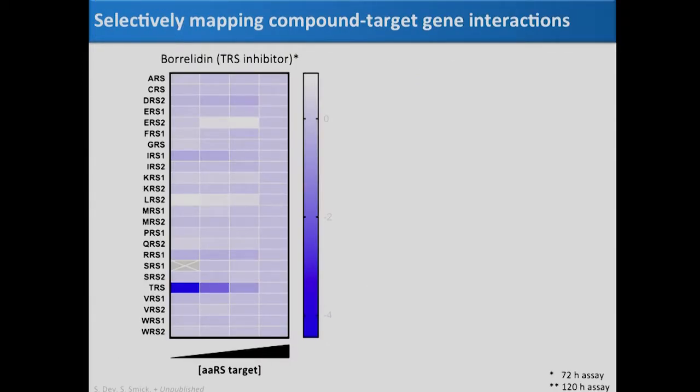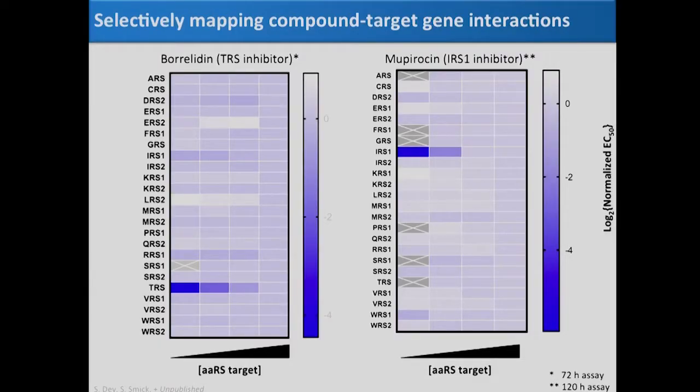This approach is specific, so we can screen different target genes, and only when we are looking at the cognate interaction between a compound and its target gene do we see a signature of a relationship between those two proteins and their compounds. And similarly, for a different target, we can map these types of relationships quite well.